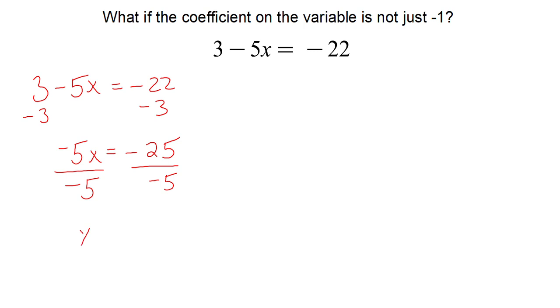And we end up with positive x equals, and 25 divided by 5 is 5. And since they're both negative numbers, we don't want to write negative 5. We'll just say 5. Right? A negative divided by a negative gives you a positive.